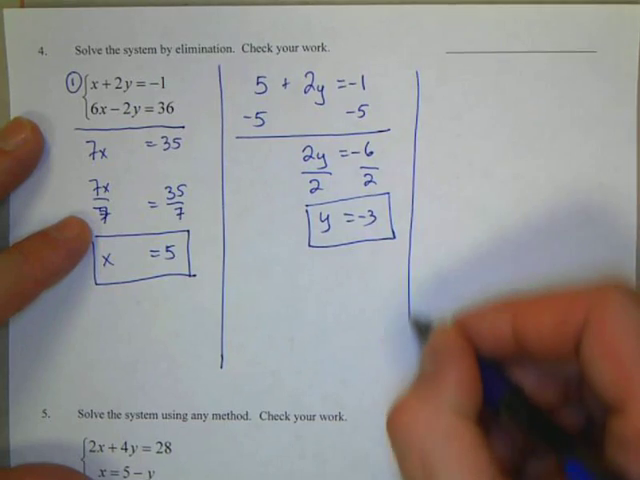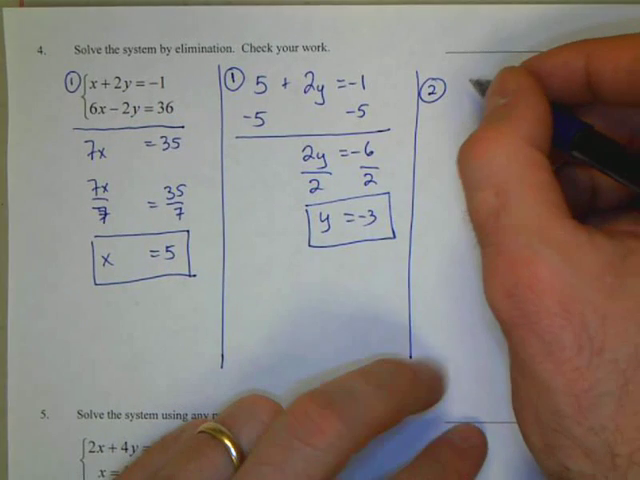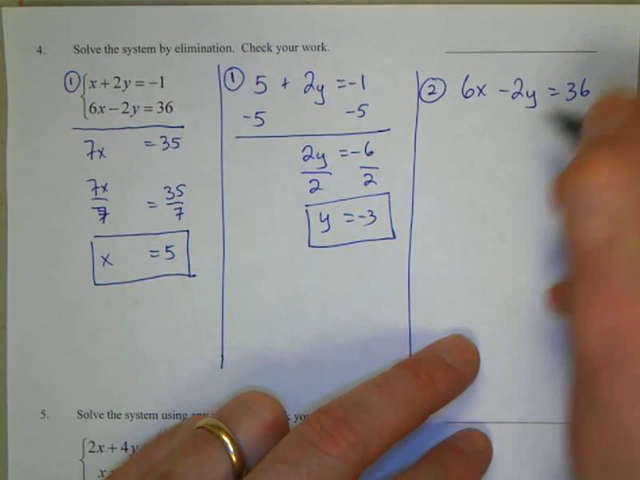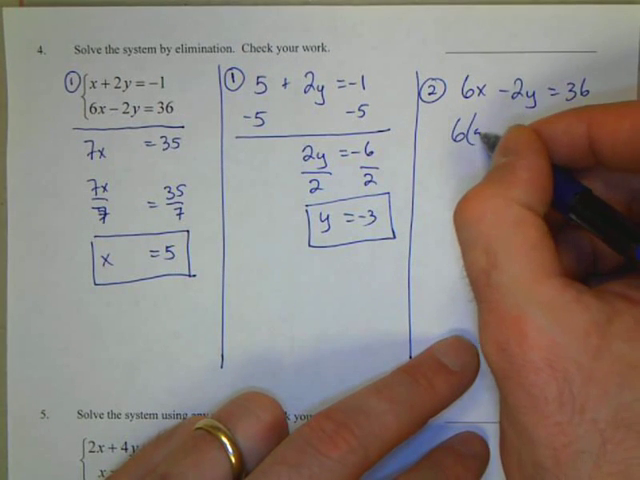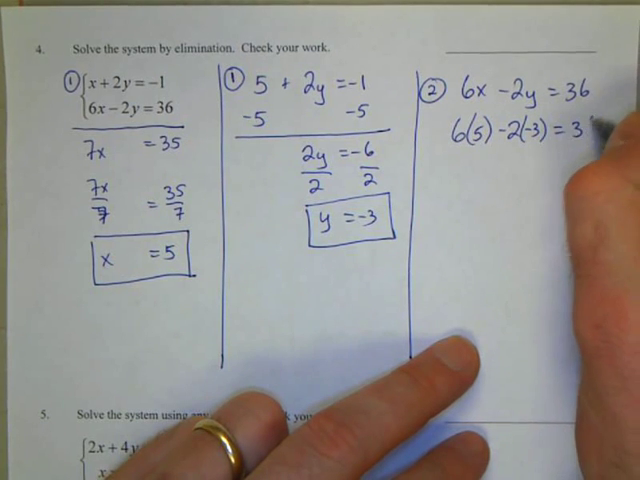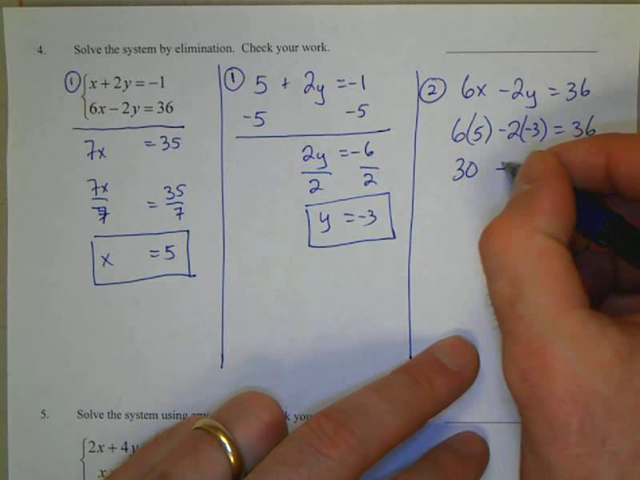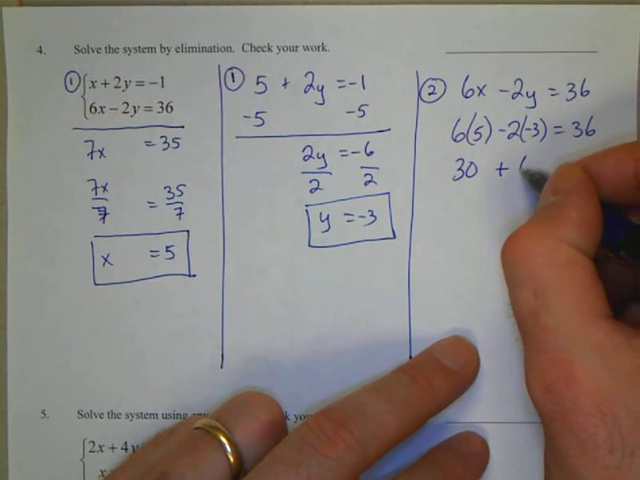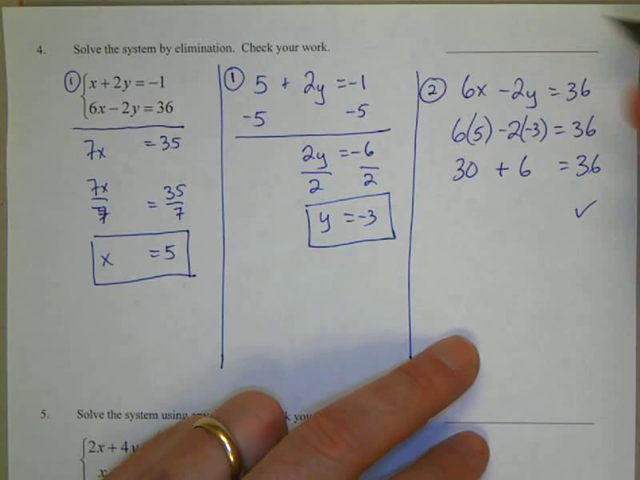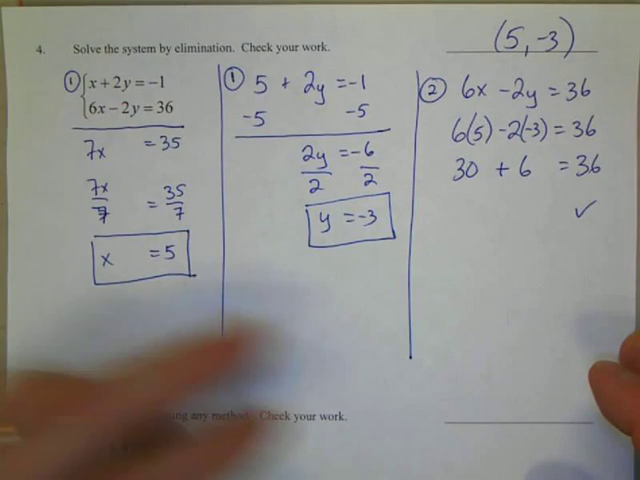I've now almost solved the problem, but I need to check it. I'm going to check it by using equation 2: 6x minus 2y equals 36. X is equal to 5, y is equal to negative 3. Hopefully that will equal 36. 6 times 5 is 30. Negative 2 times negative 3 is a positive 6. And yes, it does equal. And so my answer is a point, and it is the point 5, negative 3.